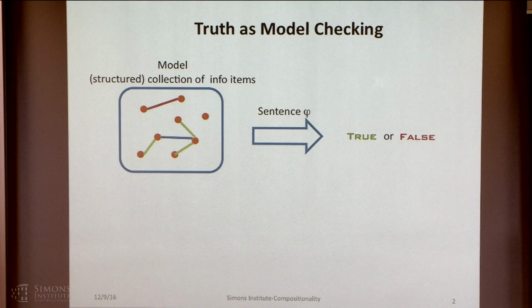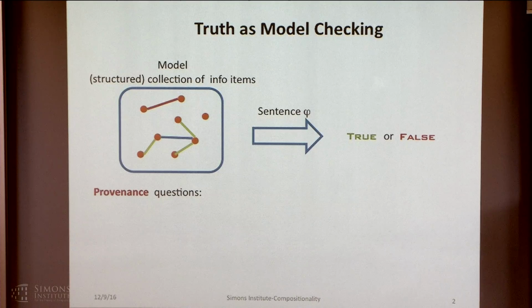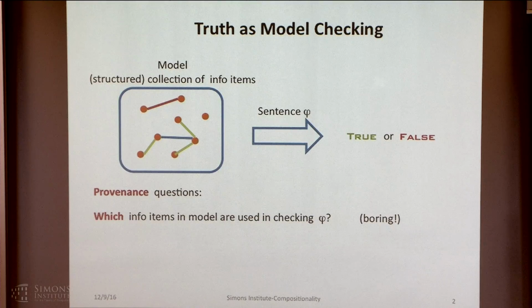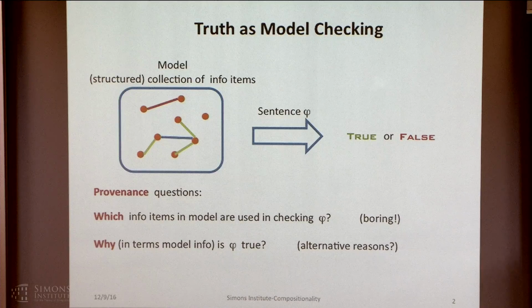So again, from the motivation in database theory, we use this word provenance to actually make this question, how that happened, a little bit more precise. People can and did look at questions such as which information items in the model made the sentence true, are used in the checking. That's fairly boring, but a more general question is, why did it so happen? The reason this is more interesting is because there may be alternative reasons why the sentence ends up true in this model. And these alternative reasons can be exploited, as we shall see.